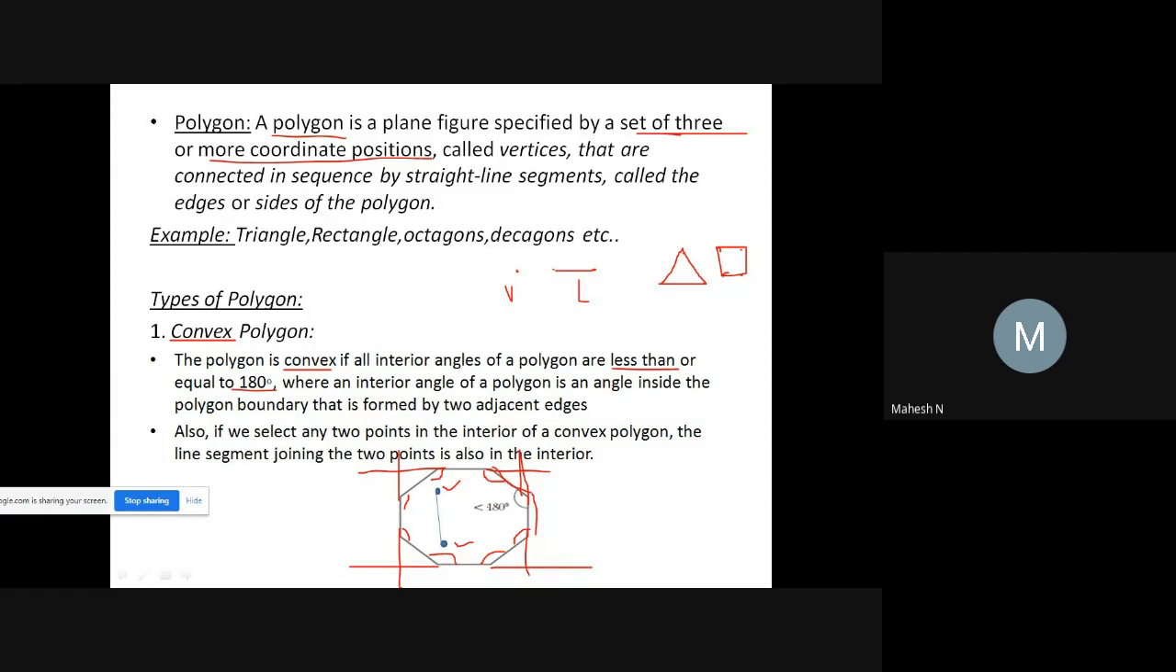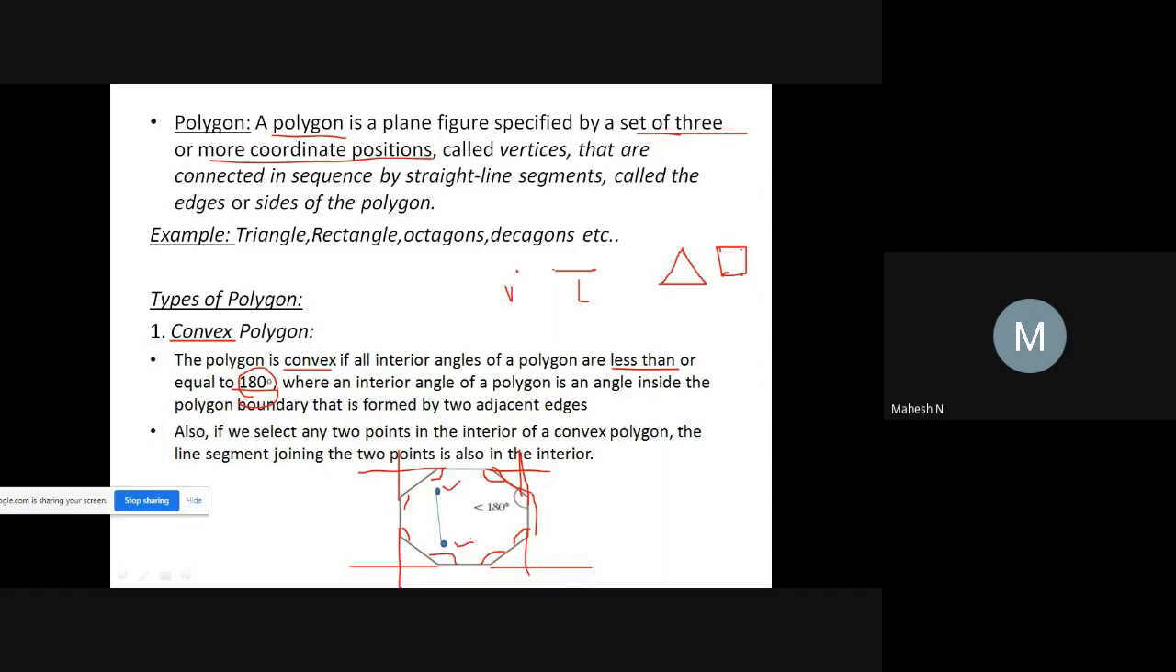So the first property of a convex polygon: the angle should be less than or equal to 180 degrees. The second property: if I take any two points interior to the polygon, the line joining those two points should also be inside the polygon. Third property: if I extend any one side of the polygon, all the vertices of the polygon are towards one side of the extended line. These three are the properties of a convex polygon.